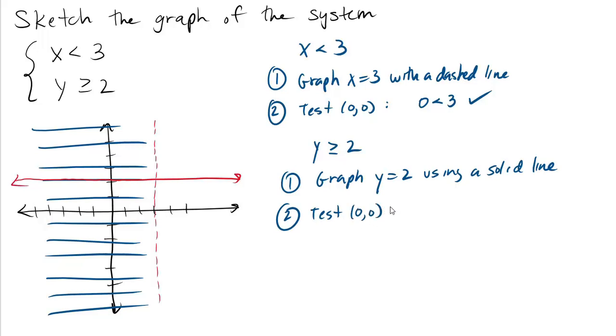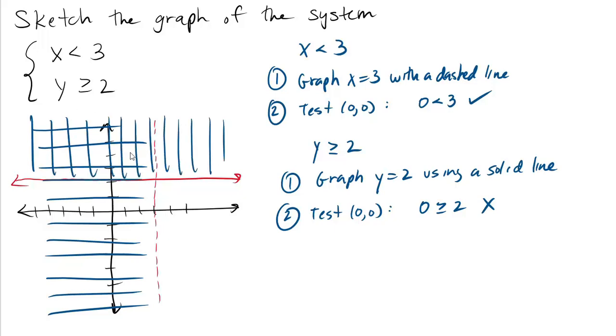You can probably guess which side we're going to shade. We get 0 is greater than or equal to 2. That's false. So I don't want to shade in 0, 0. I want to shade in the points in the other region. So that's up here. And you can see in this upper left-hand side, we've got this overlap. Those are the solutions to the system.